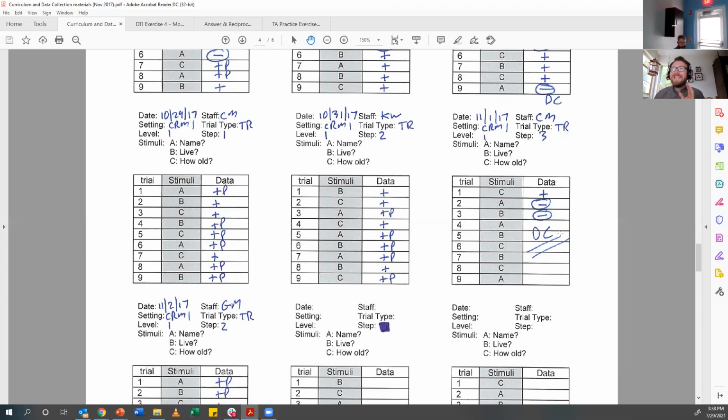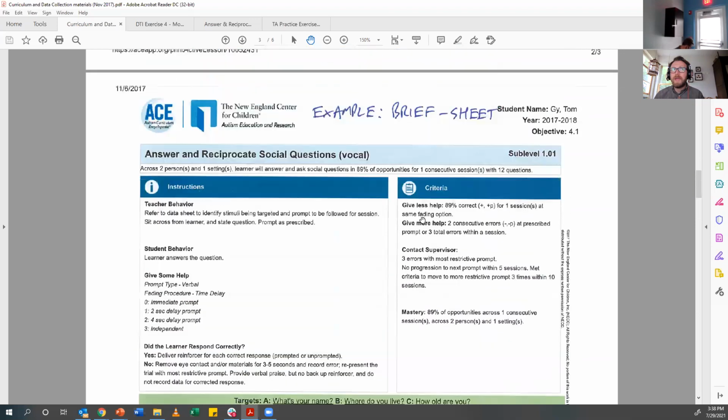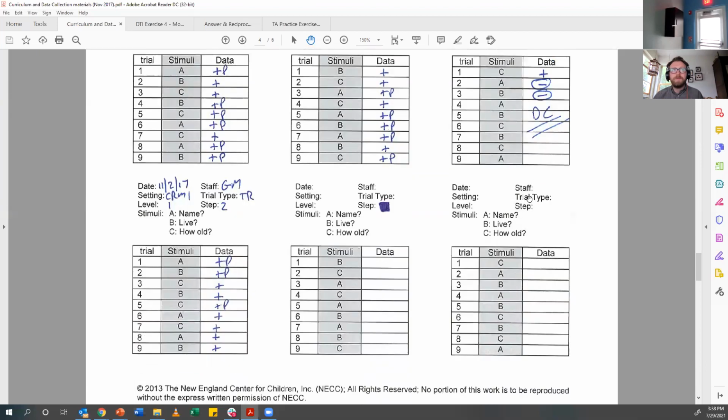Okay, we discontinued this teaching session because, I'm just going to scroll back up again, he met criteria to give more help, 2 consecutive errors. So he's making errors at the independent prompt step. If we completed the rest of the teaching session, he's liable to make more errors. So that's why we're stopping the teaching session at step 3. That's what that DC stands for. I am discontinuing the teaching session. Okay, we're going to go back to prompting step 2.